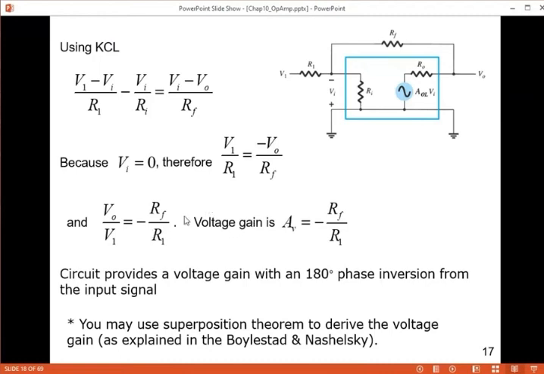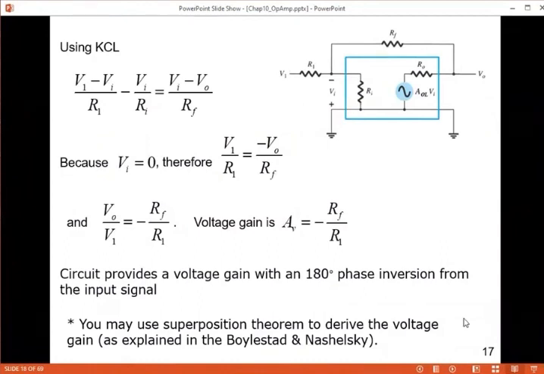Okay, so there is no need for you to know the actual value of Ri. So the voltage gain is simply equal to RF over R1 with a negative sign, because you apply V in at the inverting input terminal. So you have a negative gain. And the circuit provides a voltage gain with a 180 degrees phase inversion from the input signal.